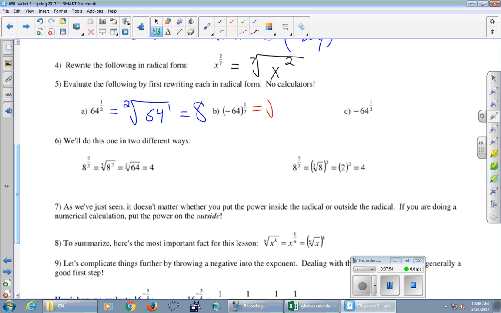Again, fraction power says to me there's a radical floating around. In this case, negative 64 in parentheses. Where does the 1 go? It's on the 64. Where does the 2 go? Index. So this is saying, what is the square root of negative 64? What do folks think about that? It's not a real number. That's the right answer. The square root of negative 64 is not a real number.